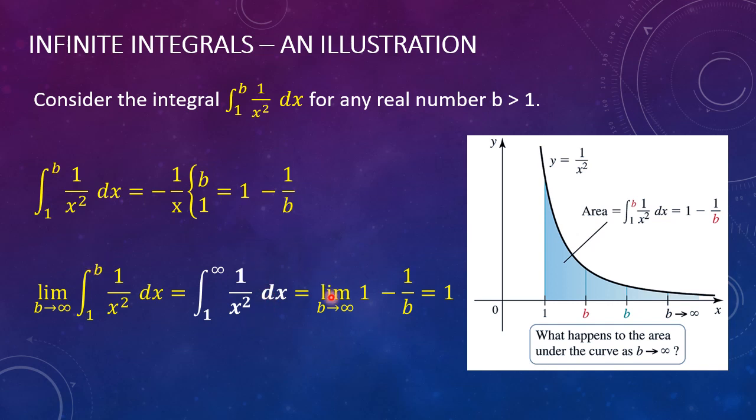Or we could put the limit as b goes to infinity on our result of the original integral from 1 to b. And so we can apply the limit to the result of our integration. And of course, as b goes to infinity, 1 over infinity goes to 0, so our value is just equal to 1. So we can use this concept of limits to sort out what's happening as we're integrating over an infinite interval, as you can see here in the white. And this, of course, is one of the conditions of it being an improper integral.